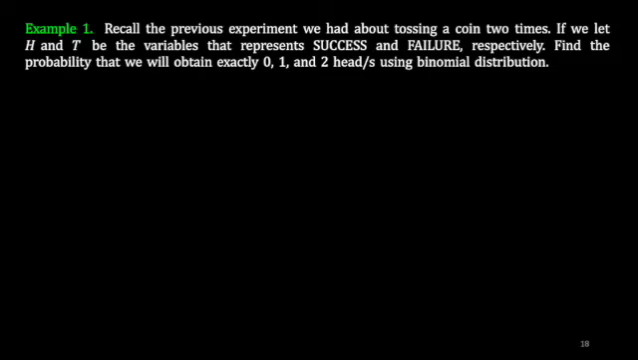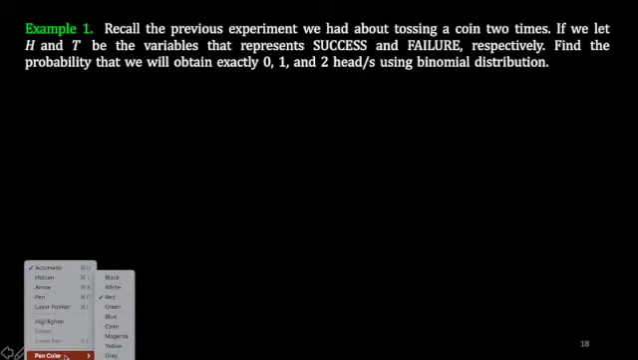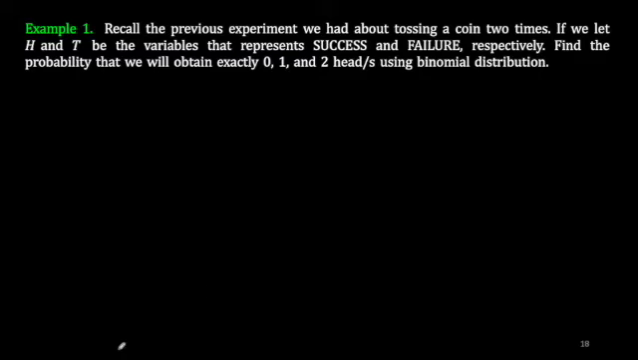Example, recall the previous experiment we had about tossing a coin 2 times. Observe sa pagto-toss ka ng coin, sa first trial mo, either pwede ka makakuha ng head or tail. Sa second trial, posibleng makakuha ka na naman either head or tail. Third trial, either head or tail. So, nauulit yung mga outcomes.